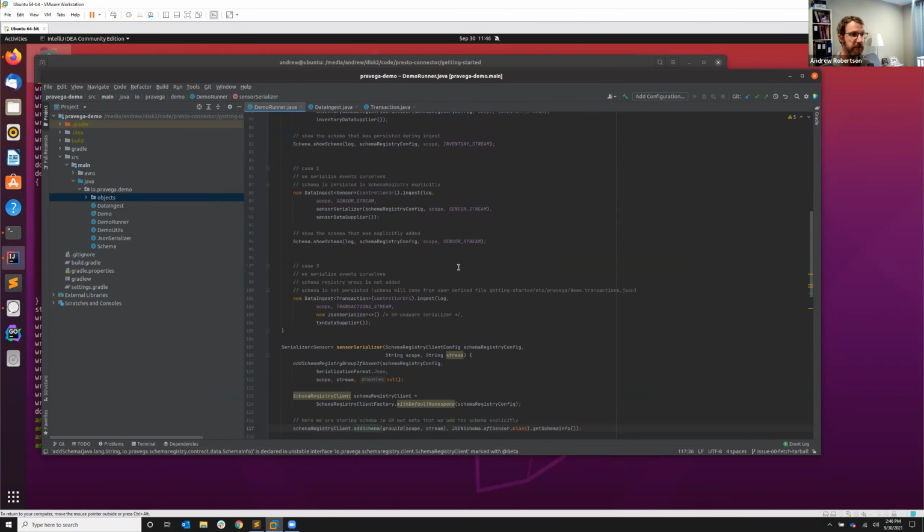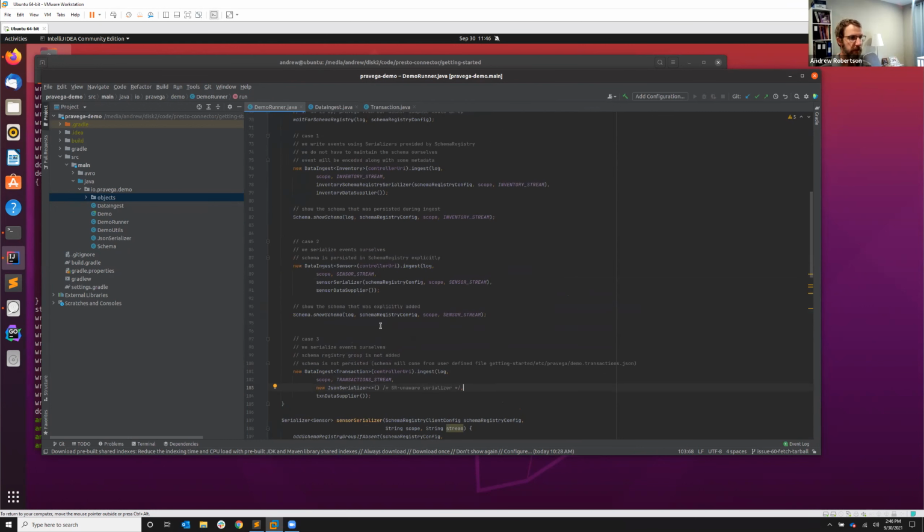And then the third case is you're just writing the data yourself and you haven't put the schema anywhere. So there's no schema registry anywhere involved in this. You're just using some regular serializer, right? So these 3 cases are the 3 streams that were written.